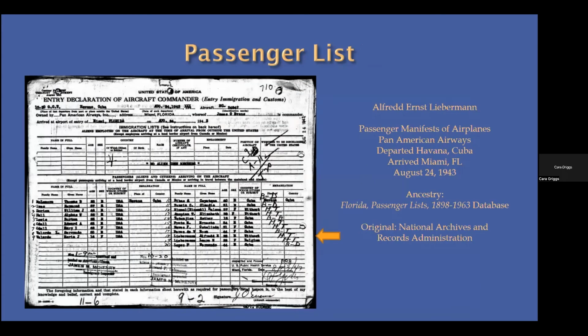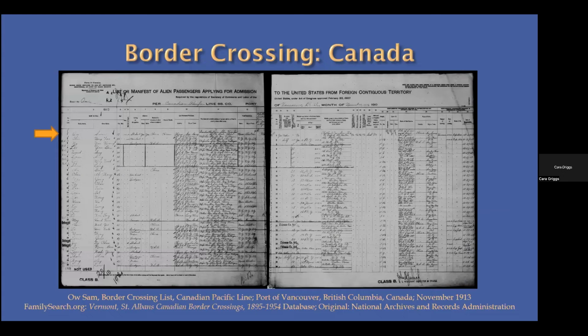Of course, passenger lists are not limited to ships. Here is a 1943 list that includes Alfred Ernest Lieberman. He flew from Cuba to Florida on a Pan American Airways plane, and the manifest states only that he was male, age 28, and that he was not a citizen of any country. Also consider that an immigrant to the United States may have come by way of Canada or Mexico instead of coming directly to the US.